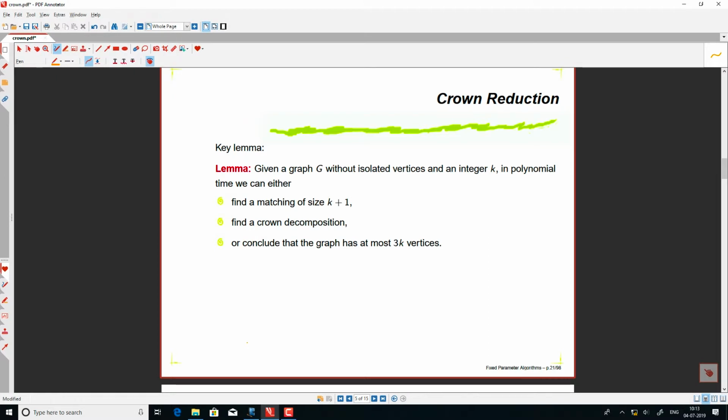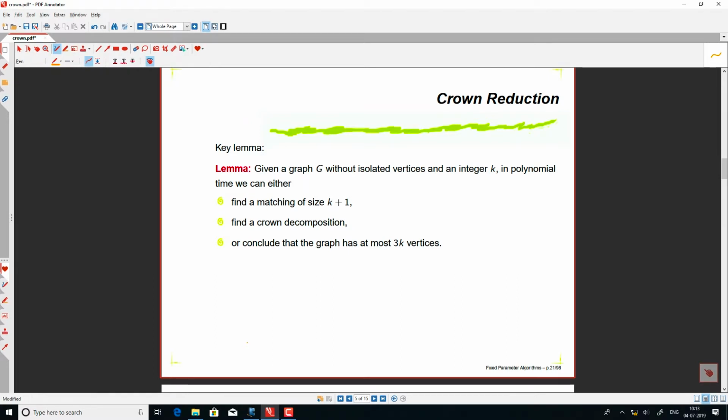Okay, is that clear? I'm going to prove this. I have not proved it yet. I'm just saying if I prove this, I will prove all of this. Once I prove this, it follows that we have a kernel of size 3k for vertex cover, because in this case, I will stop and say no. In this case, I know how to eliminate vertices and recurse. And in this case, I will stop and say, here is a graph on 3k vertices.